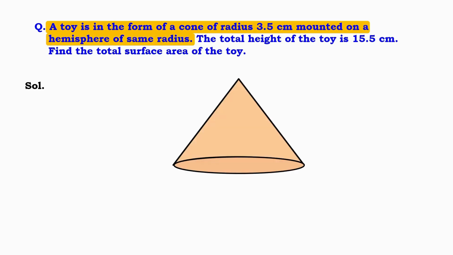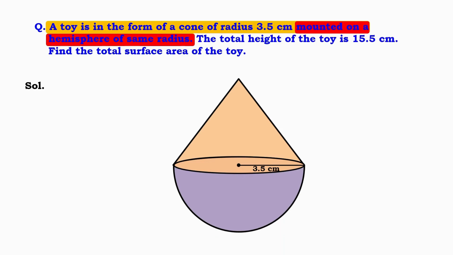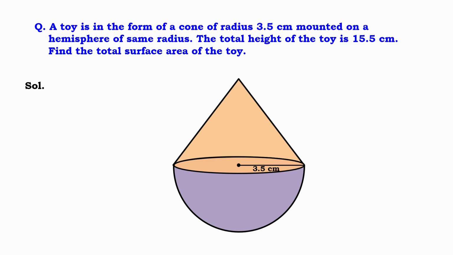So from the figure, what is given? A toy is in the form of a cone. So let us draw the cone which is mounted on a hemisphere. Mounted on a hemisphere means this is on top of the hemisphere. So both have the same radius. Now the total height of the toy is given, 15.5. So it is a similar type of problem to the previous one. Earlier there was a cylinder and now in this case we have a cone. That's the only difference. So now we need to find the total surface area of the toy.